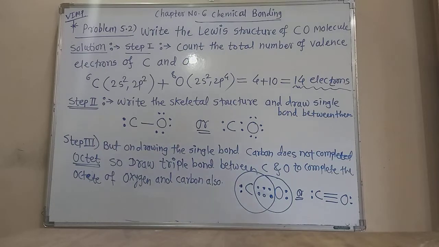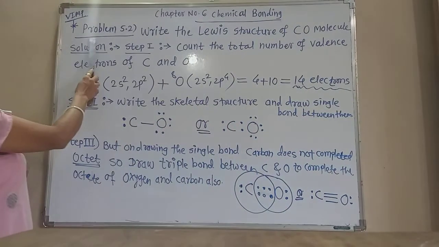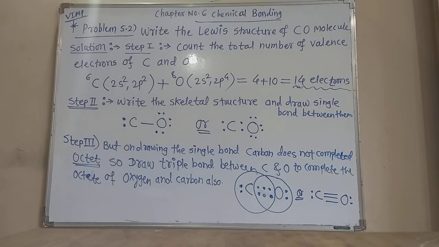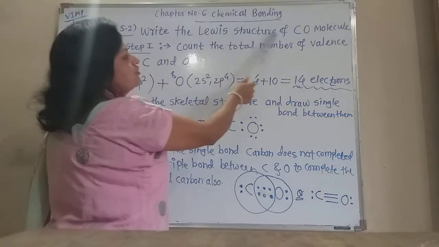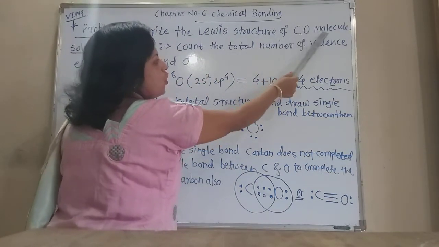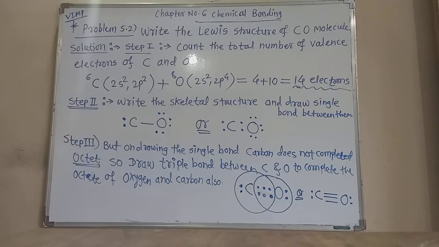Let us now solve the problem 5.2. In this problem, we have to draw the Lewis structure of carbon monoxide molecule. Write the Lewis structure of carbon monoxide, CO molecule. Now how can we draw the structure? Go by the steps as we followed for the last example.